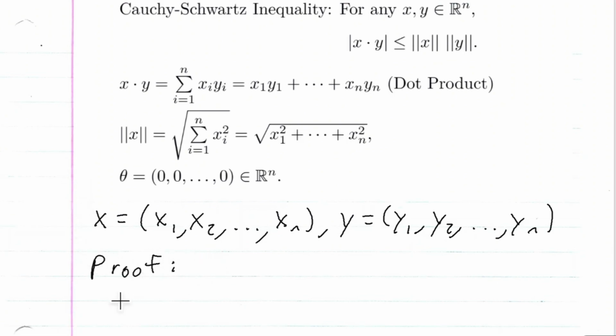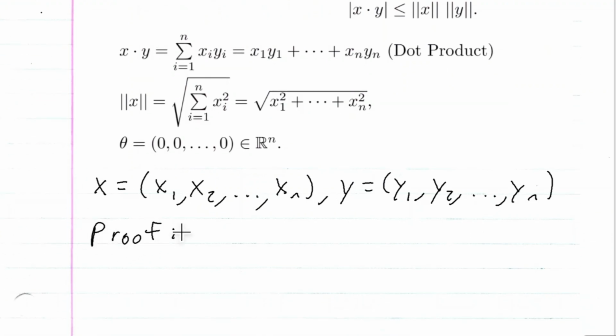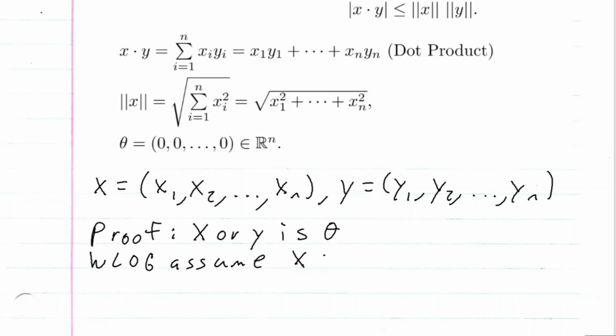The first case is if one of these is the 0 element in R to the n. So x or y is that 0 element. The proof's going to be the same whether we choose x or y to be that 0 element, so without loss of generality, we're going to assume that x is equal to that 0 element.